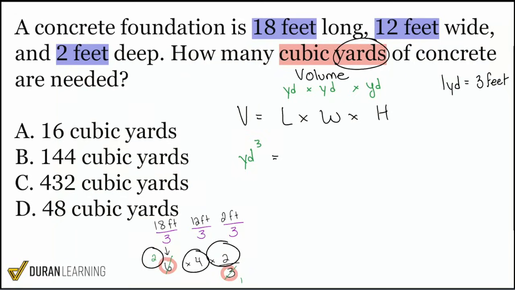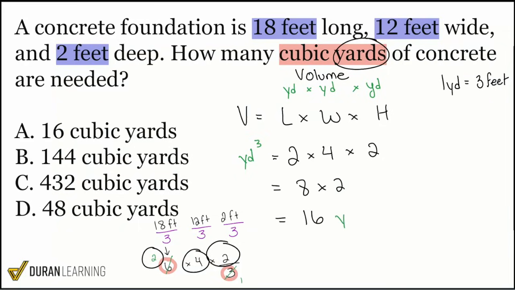Take a look. 2 times 4 times 2. What will that give us? Well, that's going to be 8 times 2, and then that'll be 16. And there is our final answer, everybody.